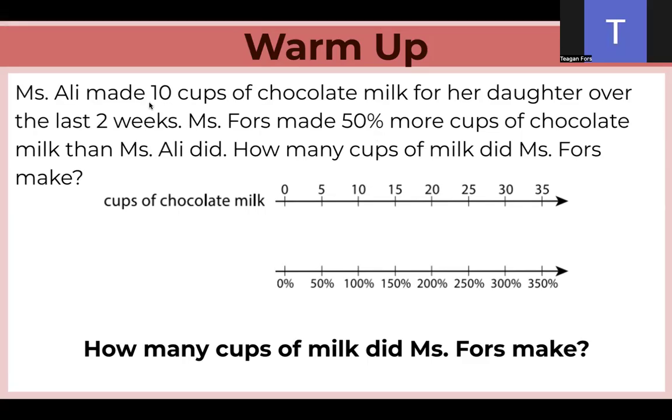So I know that Miss Allie made 10 cups of chocolate milk for her daughter. So my 10 cups is represented right here by the 100%. And I know that I made 50% more cups of chocolate milk than Miss Allie did. So I need to add 50% to this 100% that I have right here, making it 150%. So I know that I made 15 cups of chocolate milk.